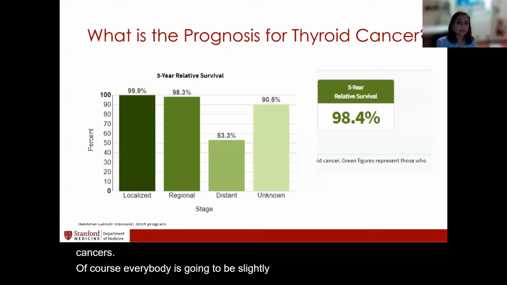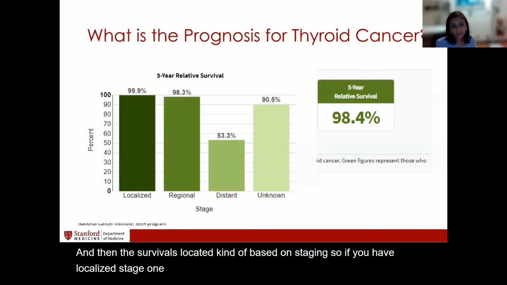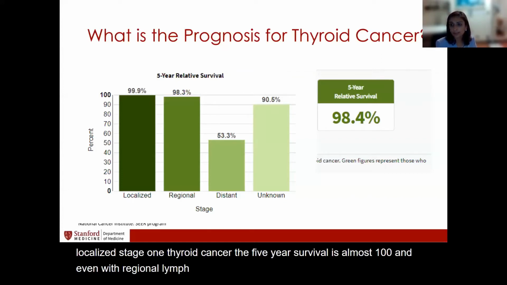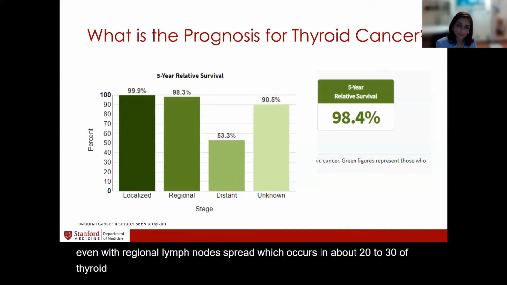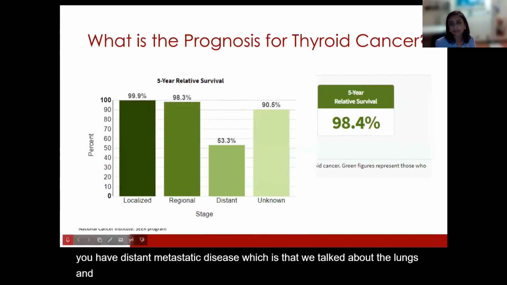And then the survival is actually based on staging. So if you have localized stage 1 thyroid cancer, this 5-year survival is almost 100%. And even with regional lymph node spread, which occurs in about 20 to 30% of thyroid cancer patients, the 5-year survival is still 98%. It really does drop off if you have distant metastatic disease, which we talked about, the lungs and the bones, that significantly impacts survival overall.